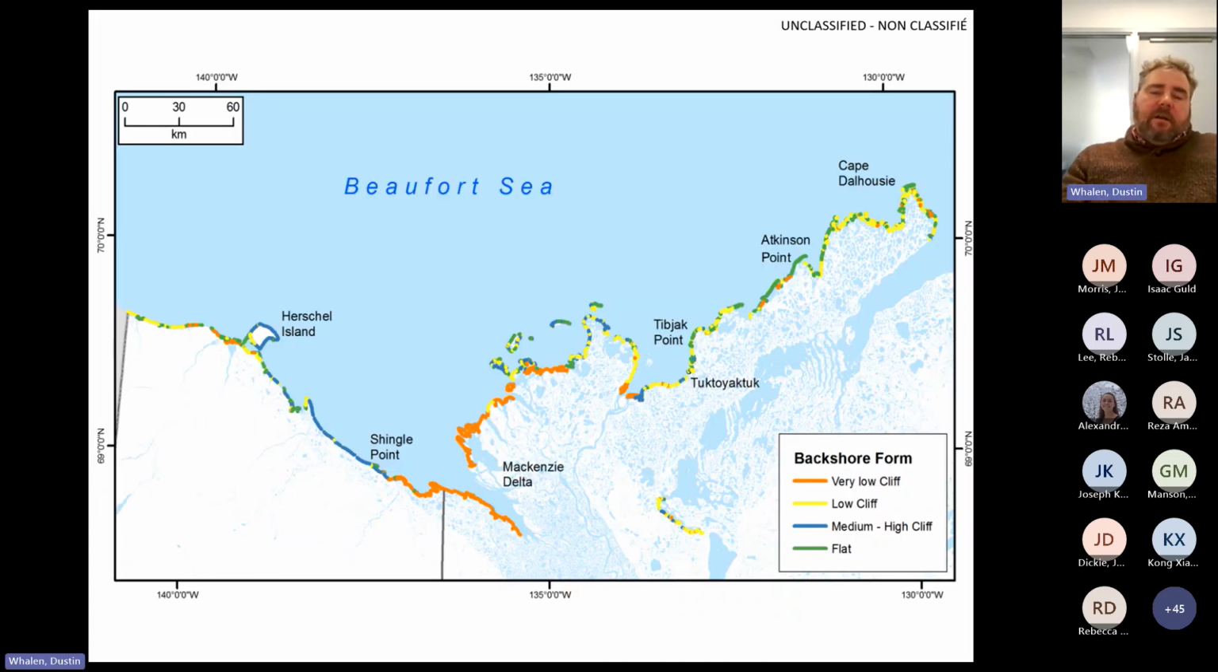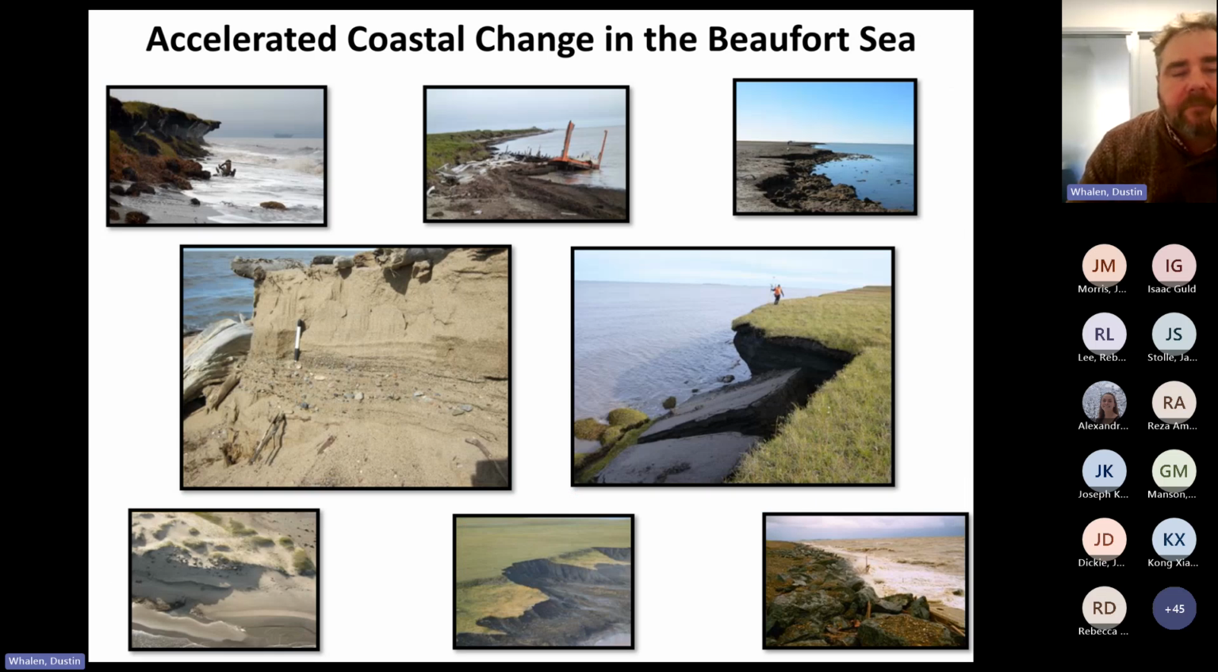So I'll start here with shoreline type. Here's the Yukon and Northwest Territories coastal region around Tuktoyaktuk and the Mackenzie Delta. And here you can see that we have documented shoreline type and height. This is really where the focus of the erosion is, on shoreline type and shoreline height.